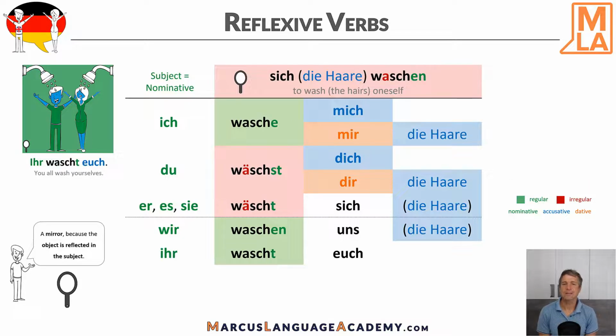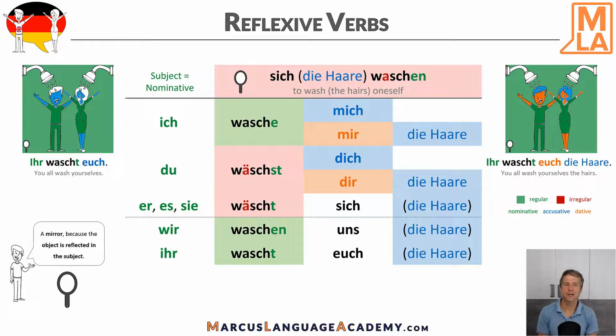Let's see the second person. Ihr wascht euch. You all wash yourself. And ihr wascht euch die Haare. You all wash yourself the hairs. So here our pronoun is euch.